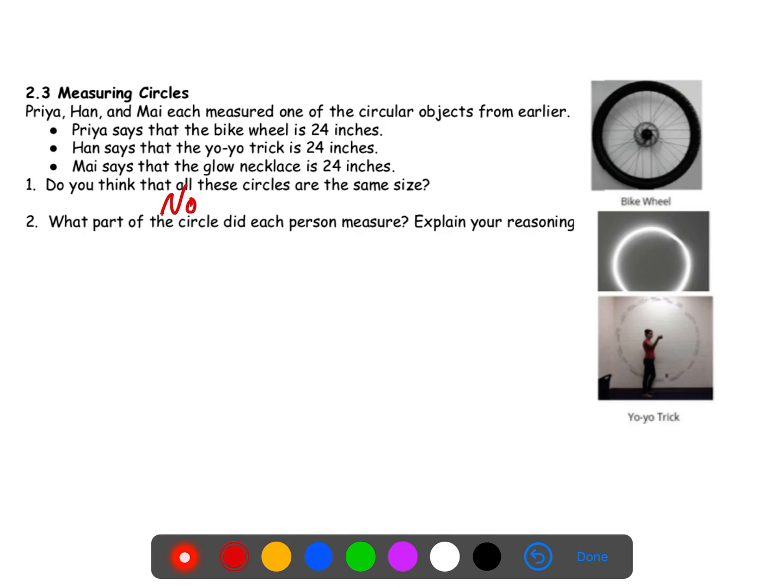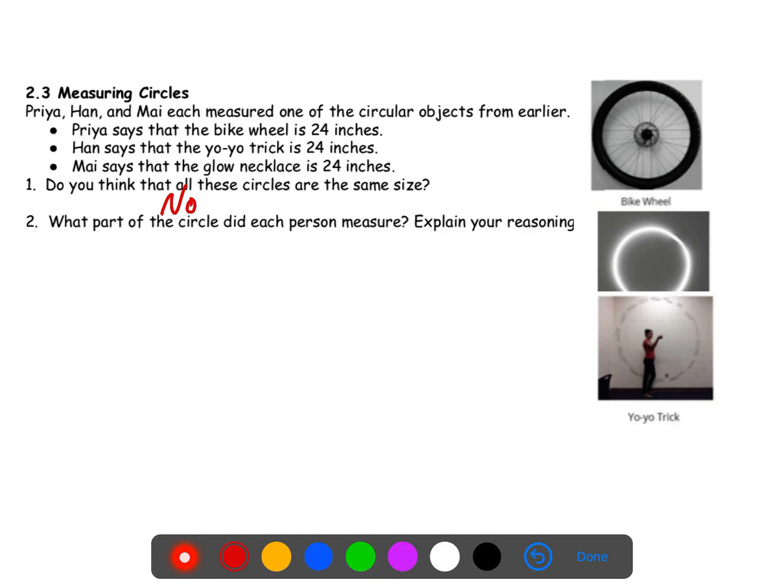Now's the important part. What part of the circle did each person measure? So we're going to believe that these 3 people measured 24 inches correctly, but they must have measured different parts of the circle. And going back to what we just talked about, there's all kinds of different things that we can measure on a circle. So let's talk about that measurement first.